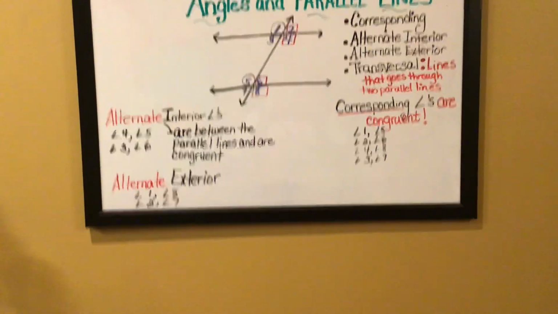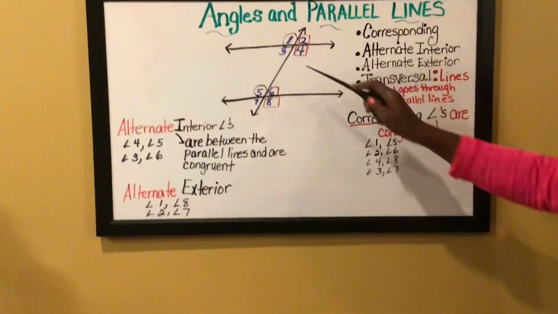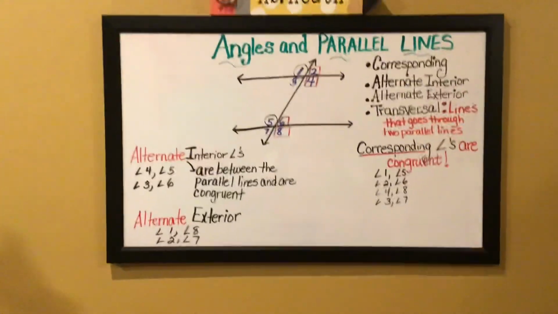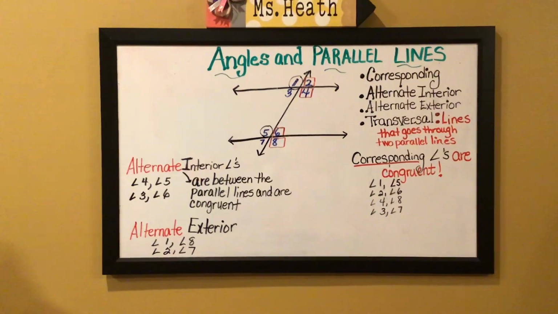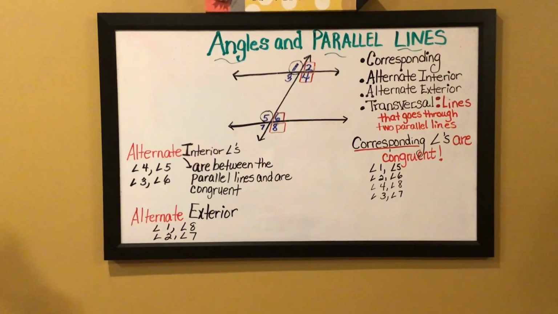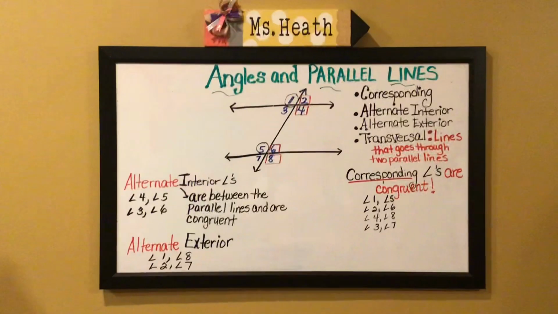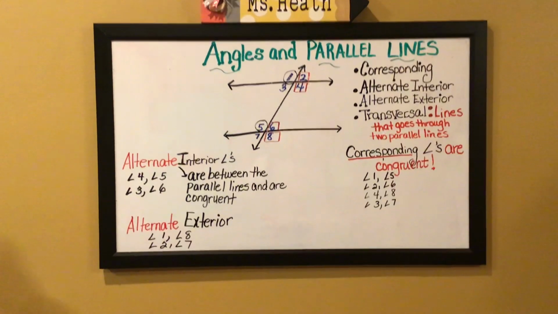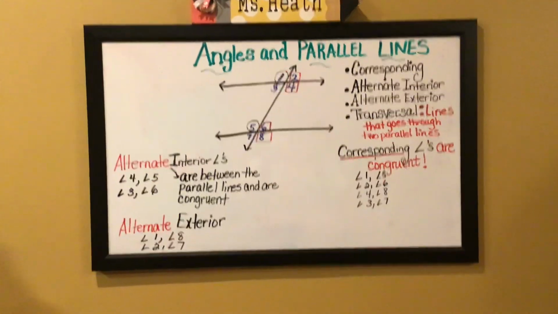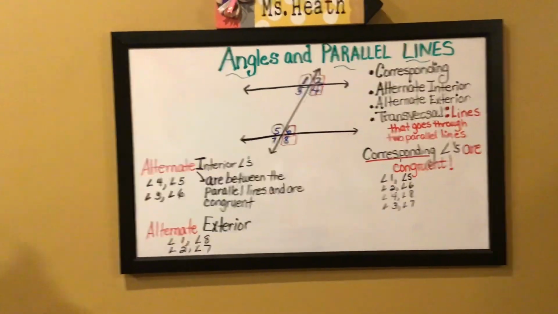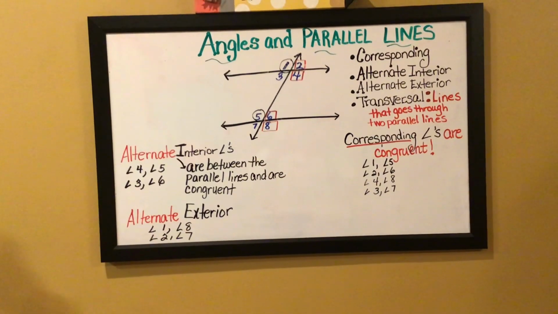Remember what we said about 1 and 4 being vertical? We said that 1 and 4 were vertical, and 5 and 8 being vertical. Since we know that 1 and 5 are congruent, and we know that 1 and 4 are vertical, and 5 and 8 are vertical, that must mean that 4 and 5 are congruent. And notice that they are on alternate sides of the transversal. So that's why we call them alternate interior angles.